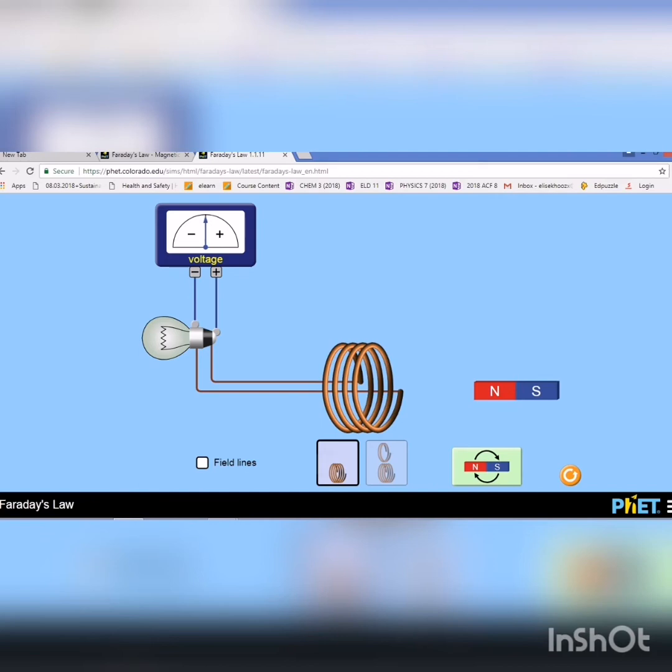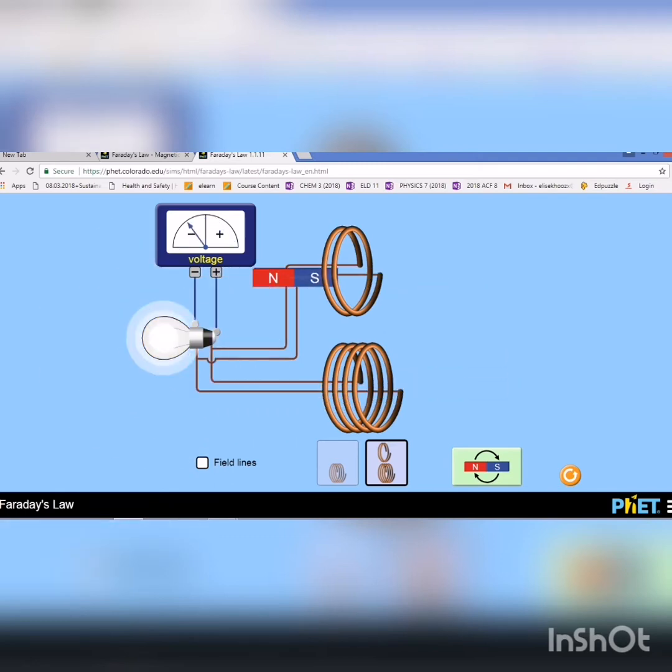As I have said, the number of turns in the solenoid is simply one of the factors that affect the magnitude of induced current. The more the number of turns in the solenoid, the greater the induced current will be. This is the principle of Faraday's law. When the magnet with its north pole is entering the solenoid, the deflection of the voltmeter needle is to the opposite side, which is positive.